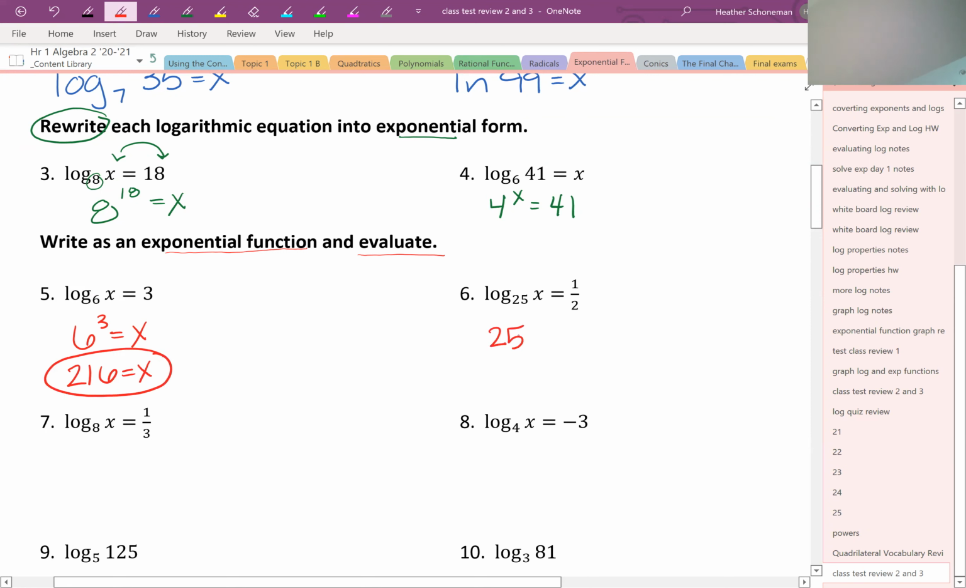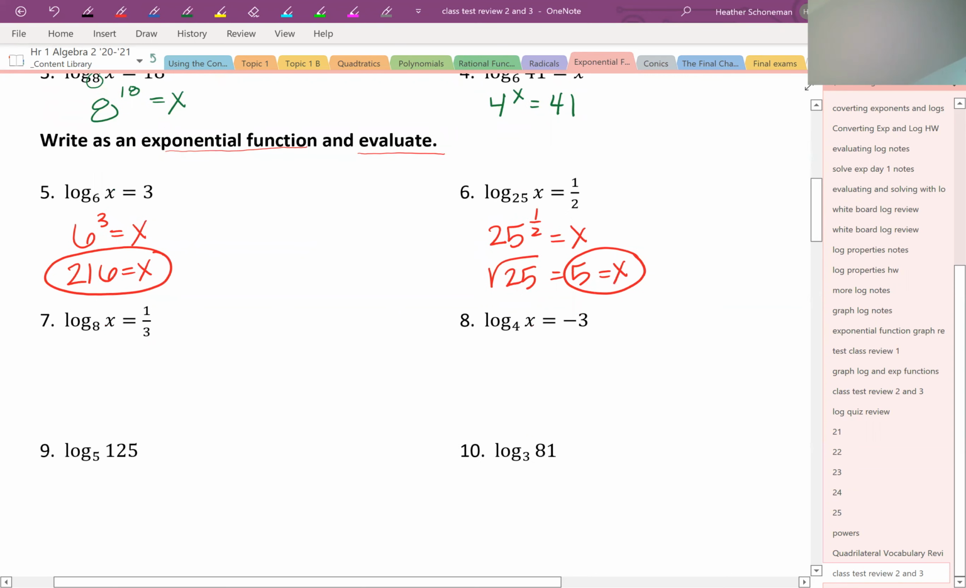Over here, this one's going to be 25 to the 1/2 equals x. Anything to the 1/2 is the square root. The square root of 25 is x. Over here on number 7, this would be 8 to the 1/3 equals x. So anything to the 1/3 is the cube root, and the cube root of 8 is 2.